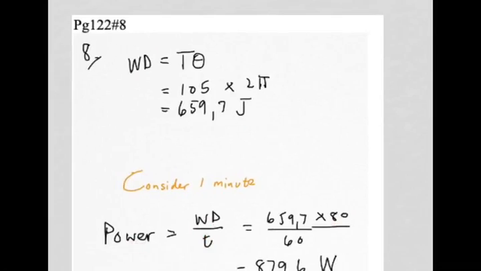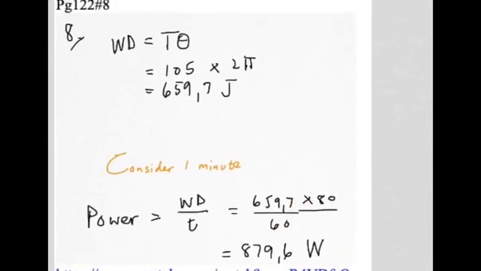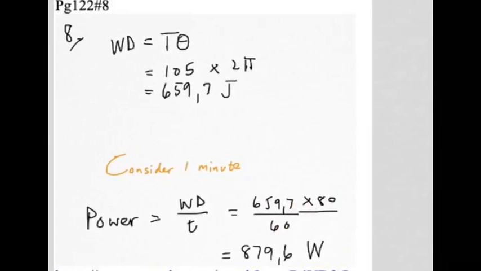Power is in fact work done over time. So there's the work done. The time in 1 minute is 60 seconds. So 879.6 watts is the rate of doing work, or put another way, the power.